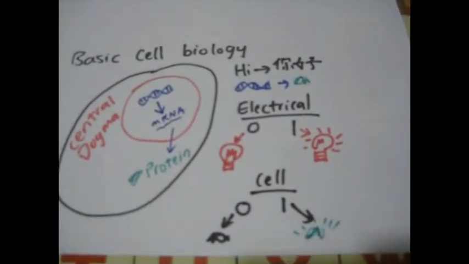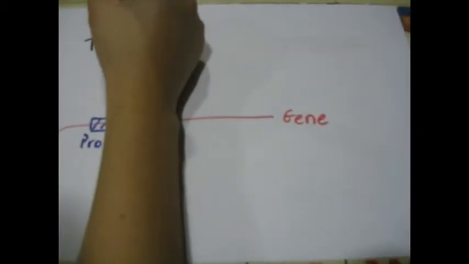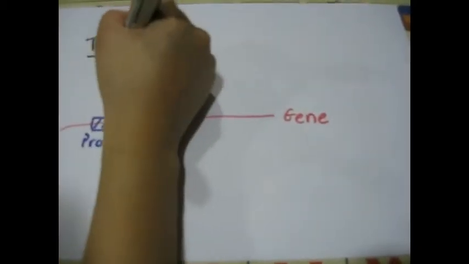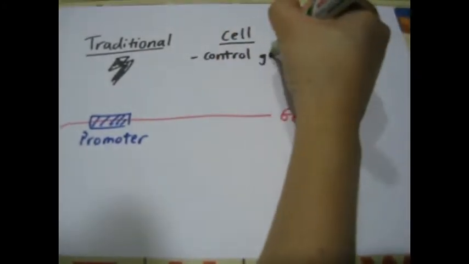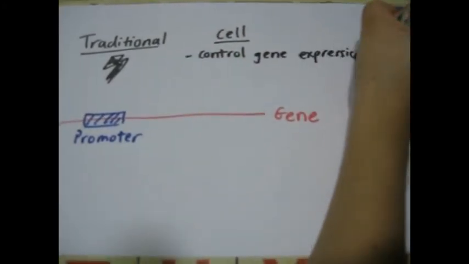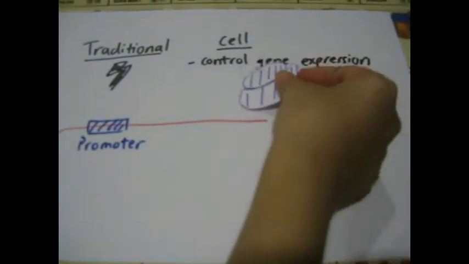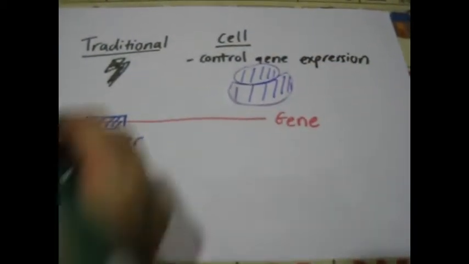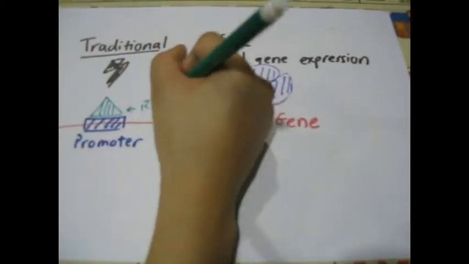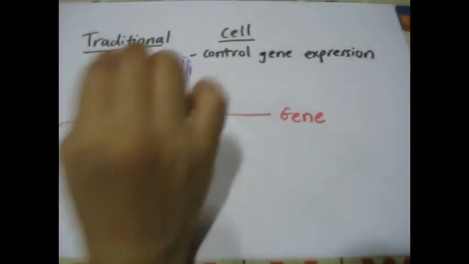Now that we know how outputs are visualized, how about inputs? In traditional logic gates, we have inputs in the form of an electric current. For cells, the inputs are the components that control gene expression. To do this, certain proteins are required. For example, RNA polymerase is required to transcribe the gene. Another protein will be repressor proteins that will bind to the promoter of the DNA, preventing RNA polymerase from binding.